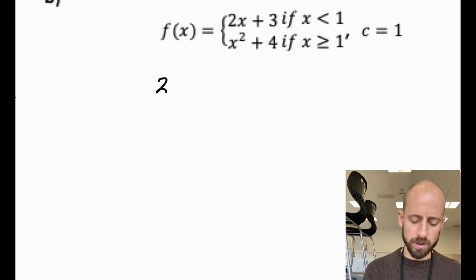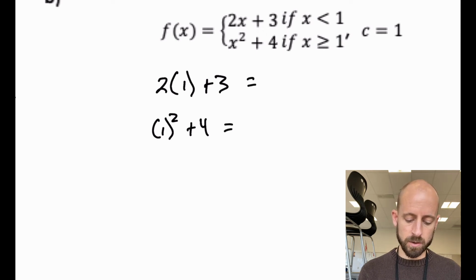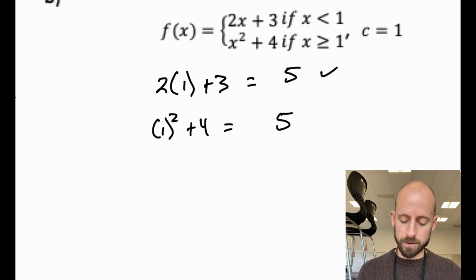So essentially what I want to do is make sure it's continuous. So I'm going to plug in 1 in both of these. Make sure I get the same thing. 2 times 1 is 2, plus 3 is 5. 1 squared is 1, plus 4 is 5. So it's continuous. That's good.